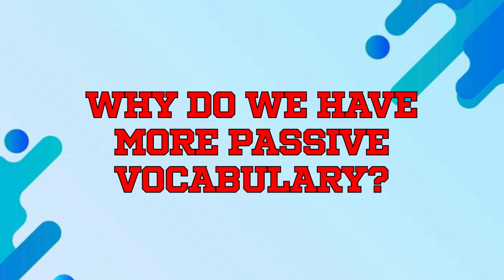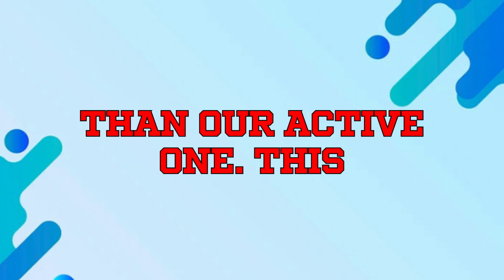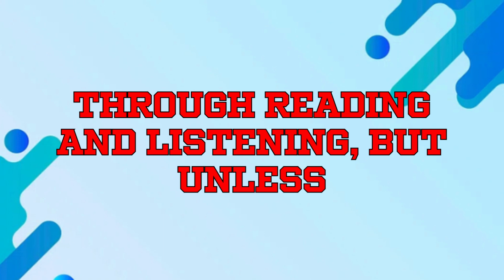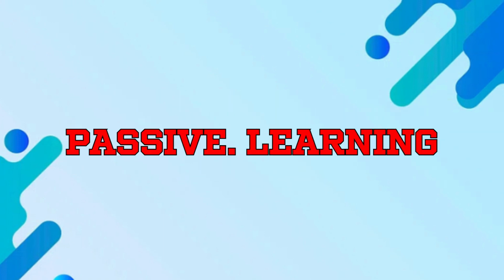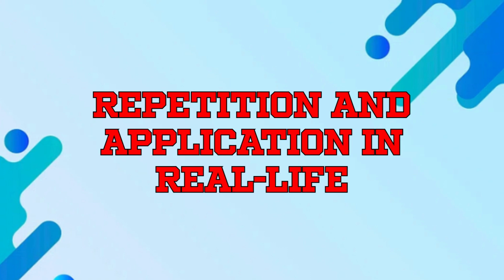Why do we have more passive vocabulary? Our passive vocabulary is always larger than our active one. This happens because we encounter new words through reading and listening, but unless we practice using them, they remain passive. Learning vocabulary actively requires repetition and application in real-life situations.